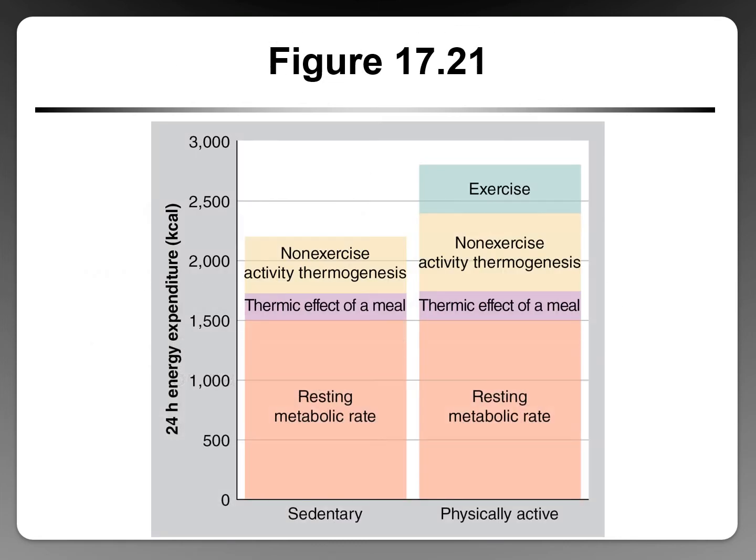This is a nice figure showing the difference between a sedentary and a physically active individual. You can see that the physically active individual is going to have a higher amount of caloric expenditure in a 24-hour period here, but their overall resting metabolic rate might not be any different. It's really just how much physical activity we are doing and how much exercise we are doing, and that adds those extra calories to the body.